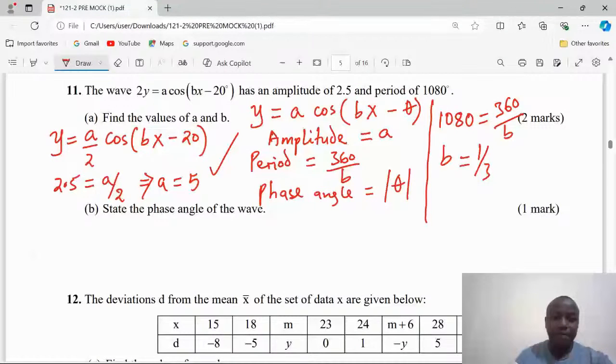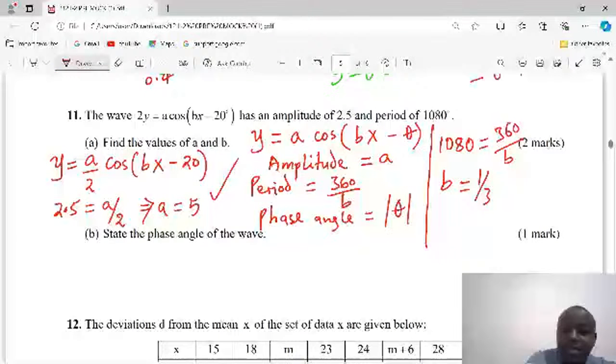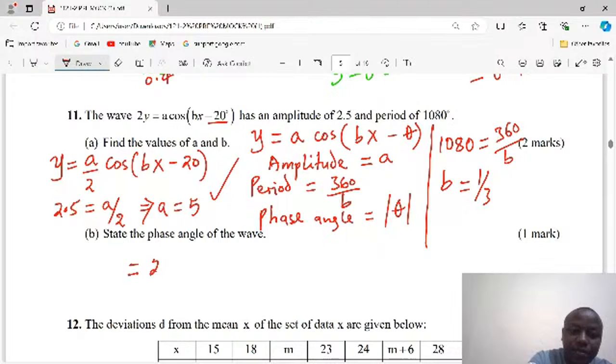Then finally, we are stating the phase angle of the wave. The phase angle is just the absolute value of the angle stated there, which is exactly 20 degrees.